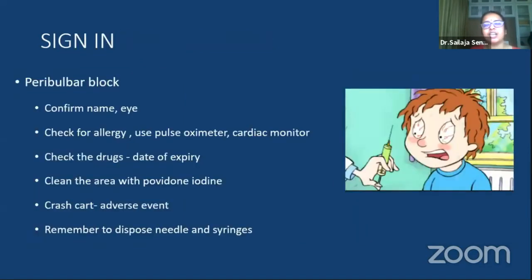Before you sign in or administer the anesthesia, it's again important to verify the name, eye, and check for allergy. See that the pulse oximeter is attached, cardiac monitors are attached, and a crash cart is there in case of an adverse event. Check the date of expiry of the drugs, clean the area properly, and at the end, remember to dispose of the needles and syringes.